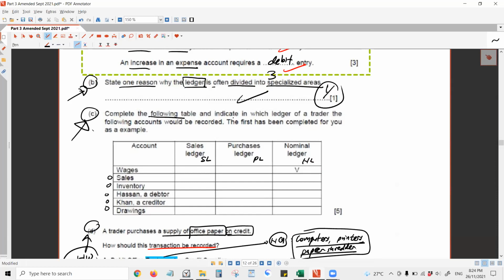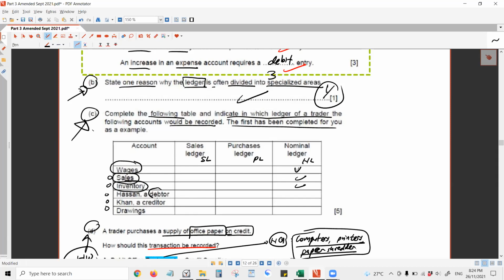Complete the following table and indicate in which ledger of a trader the following accounts would be recorded. First one has been done as an example. So wages is not a person's name, right? So it's nominal ledger. Okay, simple. Sales account is also not a person's name, so nominal ledger. Inventory is not a person's account, so nominal ledger. As long as it's not a person's account, then it's nominal ledger.